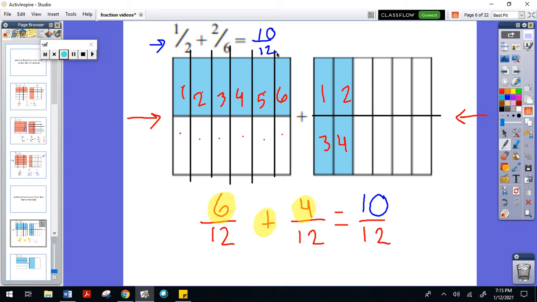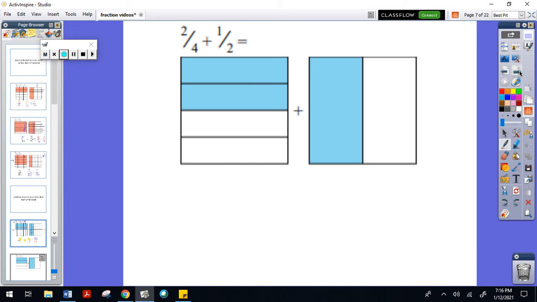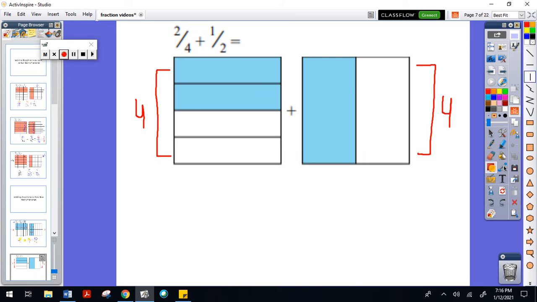Alright, so let's look at another one. So here we have 2/4 plus 1/2. And what I'm going to do is mirror each one. So I have 4 rows going across. That means over here I need to have 4 rows going across. So I'm going to go across, across, across to make 4 rows.